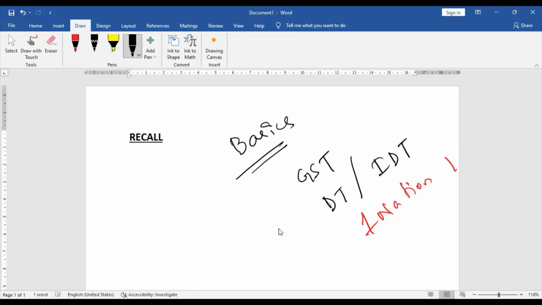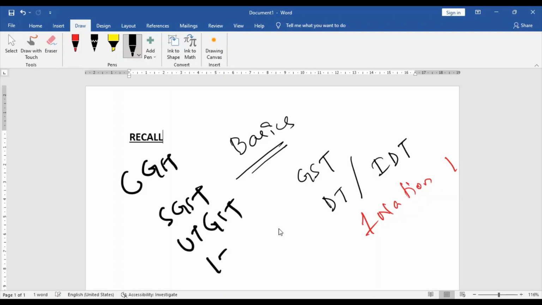And how many types of GST are there? CGST, SGST, UTGST, and IGST. CGST is for intra-state sales, SGST is also for intra-state sales, UTGST is for union territories, and IGST is for interstate sales.